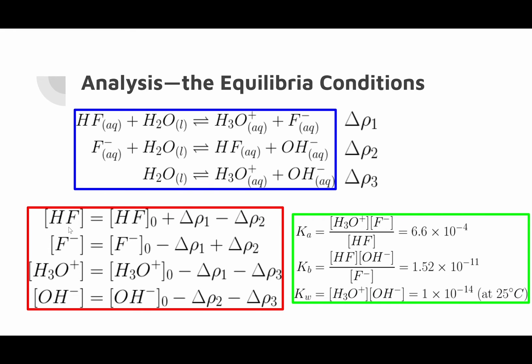For example, I'll do it for hydrofluoric acid. Hydrofluoric acid can react according to the first reaction, and since that corresponds to the consumption of the reactant, we just add delta rho 1 here. It also appears on the product side of the second reaction, so we subtract delta rho 2. Similarly, you can follow this for all 4 reactants or products involved in this series of reactions.